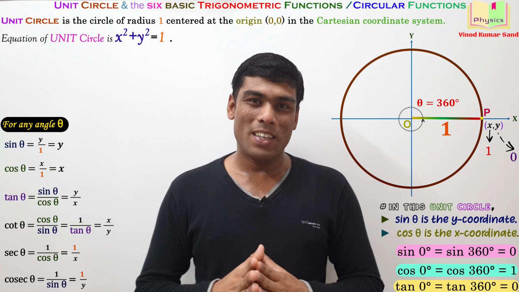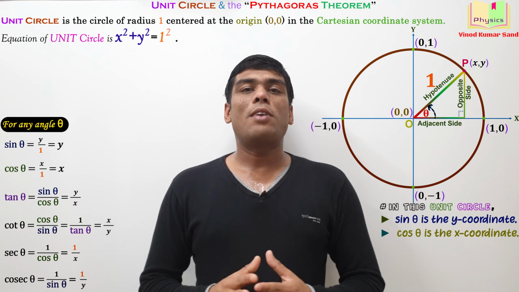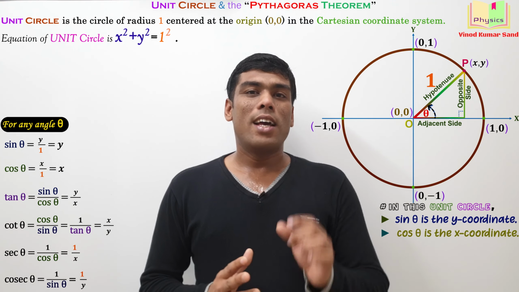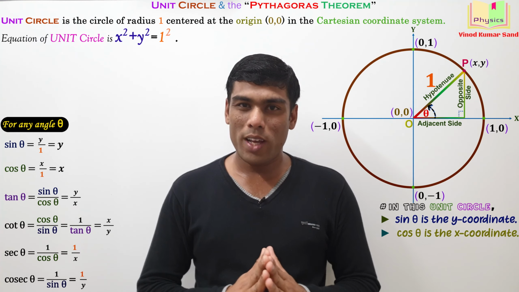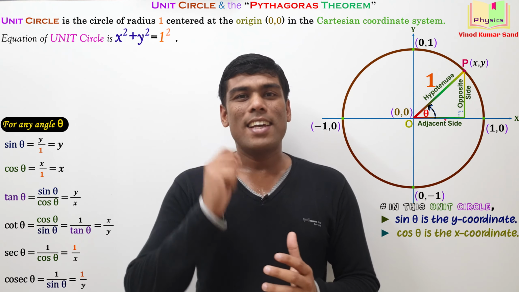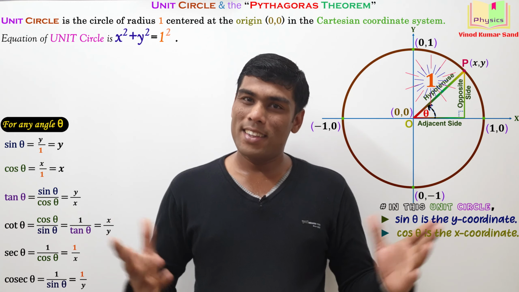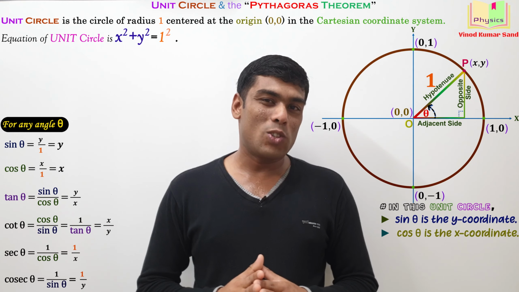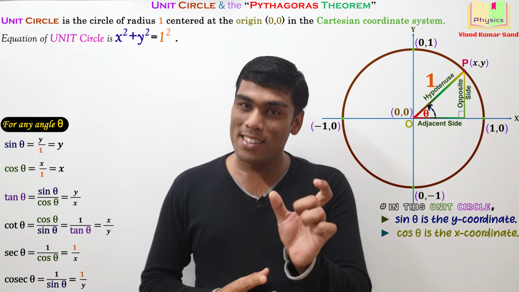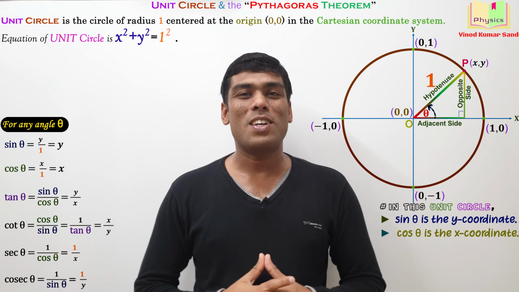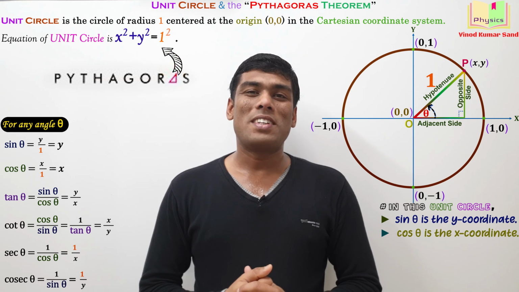Okay, I hope you liked this method. Let's explore a few more things. I'm going to derive the Pythagoras theorem in a beautiful way. The equation of the circle is written as x square plus y square is equal to 1 square. What is x here? The adjacent side in this triangle. What is y here? Opposite side. And what is 1 here? The hypotenuse. So if you pay attention, x square plus y square is equal to 1 square is actually adjacent side square plus opposite side square is equal to hypotenuse square. That's the Pythagoras theorem. See the beauty of the unit circle.